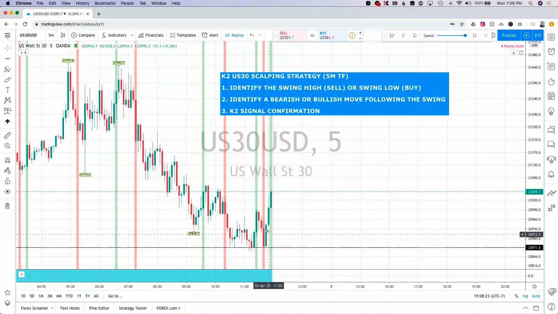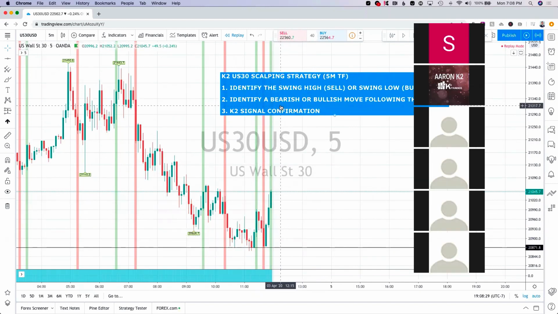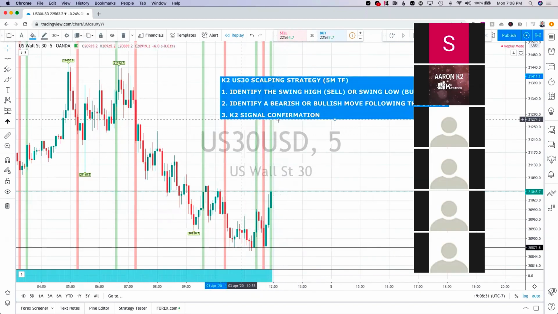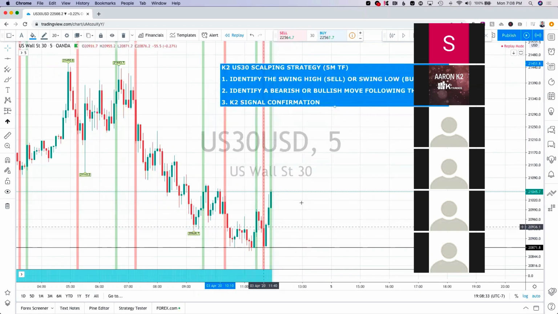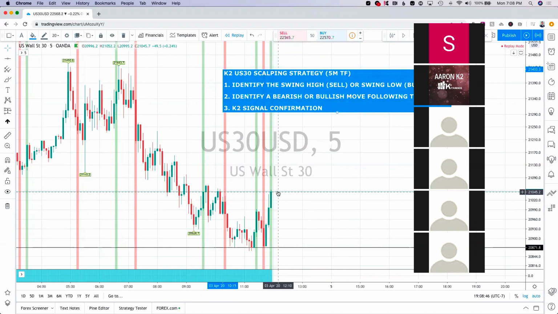So as you can see here, it swung low, and then it had 3 strong bullish candles right here. Lastly, you just want to make sure that there is a K2 signal to confirm the momentum swing upwards, which we do right here. So all 3 requirements are met. So first, you want to identify the swing low. Next, you want to identify the bullish move following the swing. And lastly, you want to identify a K2 signal for confirmation.